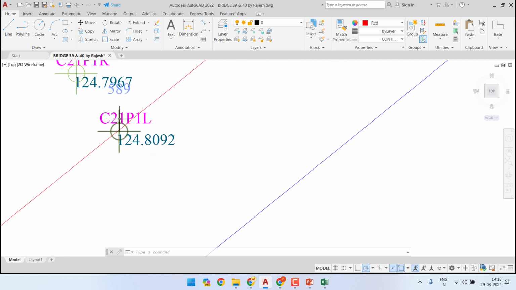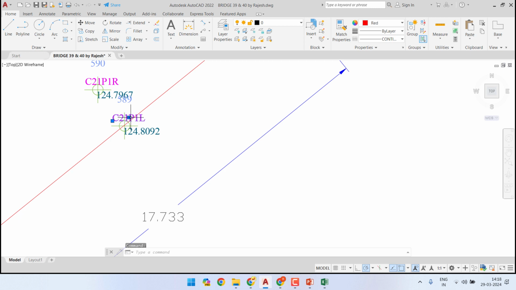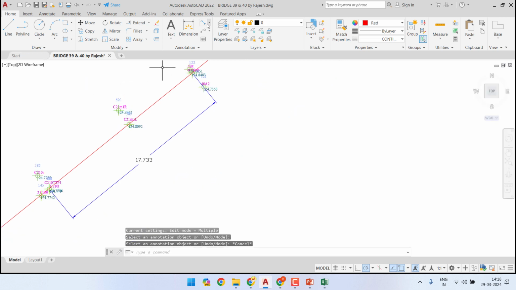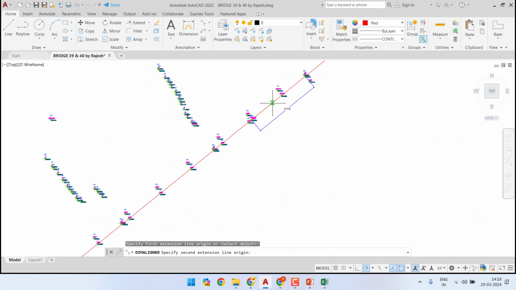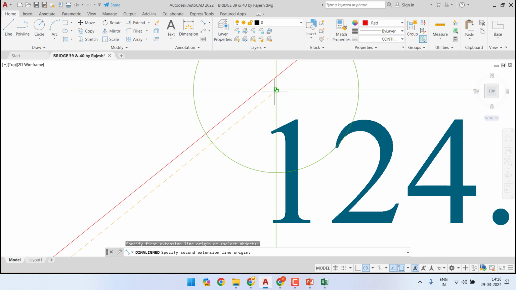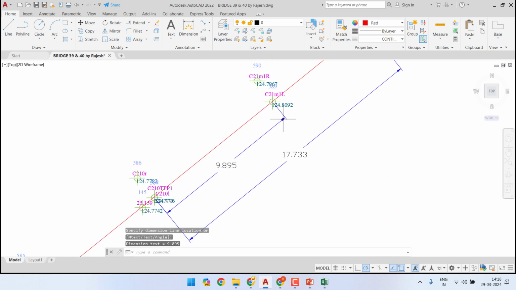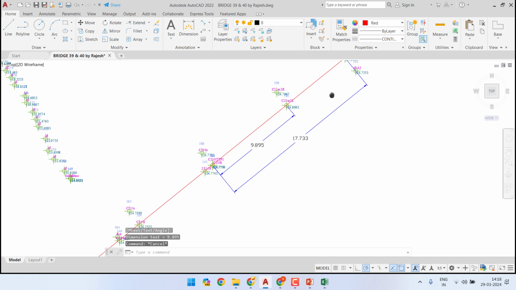And this is C21P1, actually it is -1 station. So let us correct it. It's M1, M1 left side, and this is M2 right side, M1 right side. Alright, and so this would be approximately at 10 meter behind, minus 1 station. So this is 9.895, approximately 10 meters.